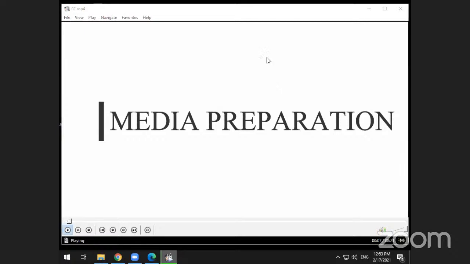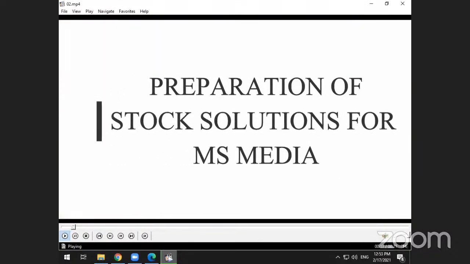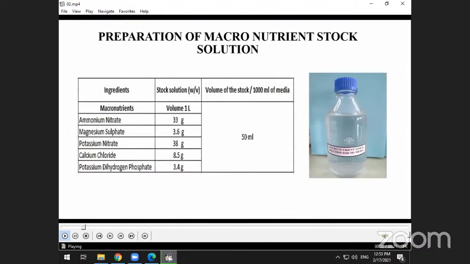Media preparation. Preparation of stock solutions for MS media. Weigh desired amount of macronutrients in 1 liter of distilled water, one by one, and store in refrigerator for further use.